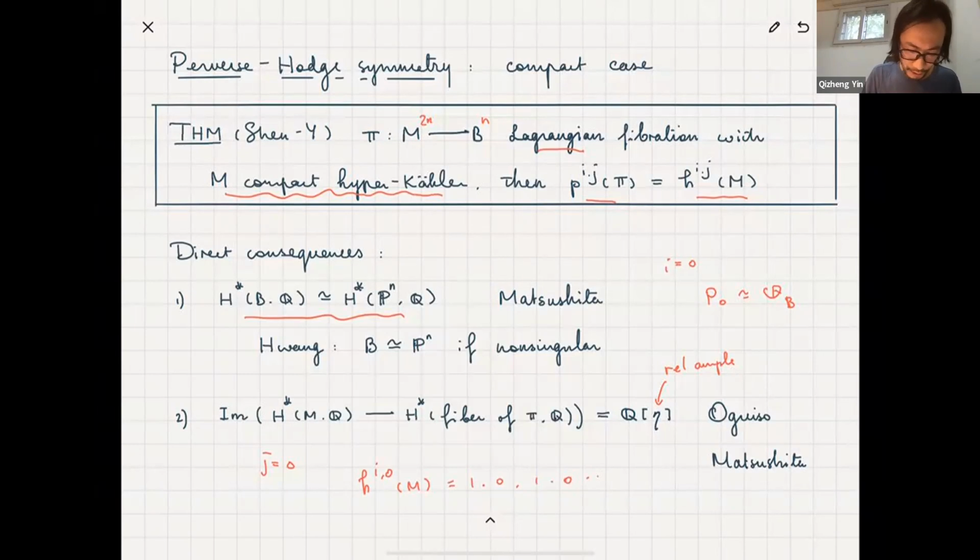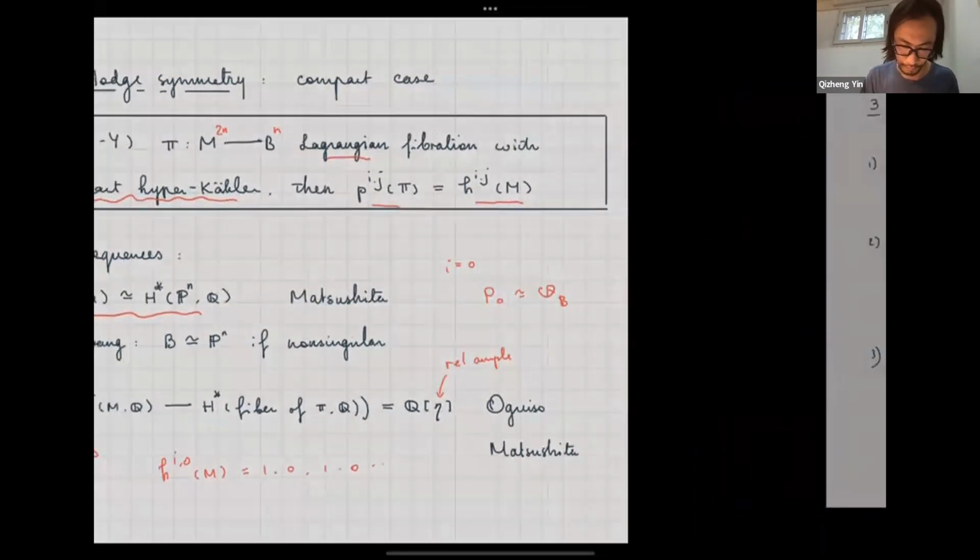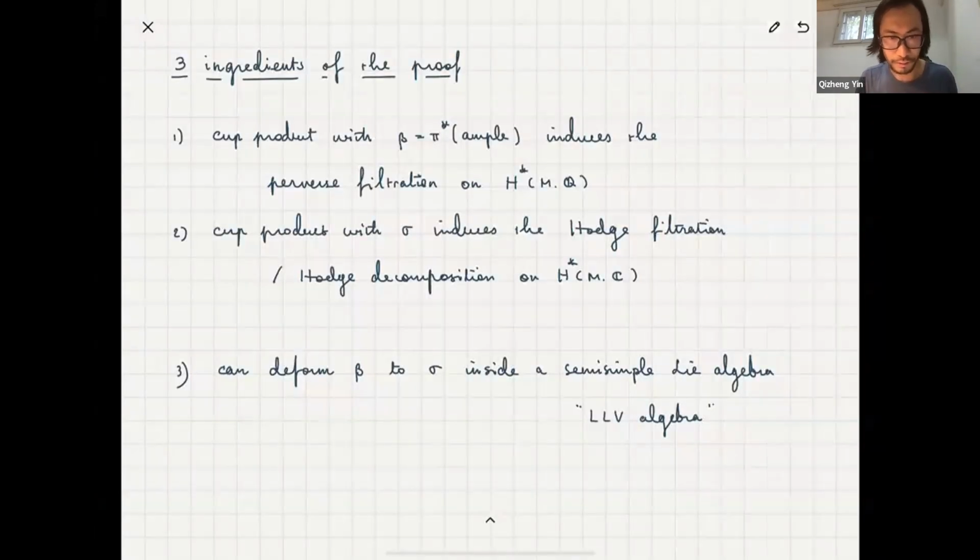And the pi zeros are precisely the invariant cycles. So let me briefly mention how we prove that. The proof is actually very simple. There are basically three ingredients, and you can see what we use.